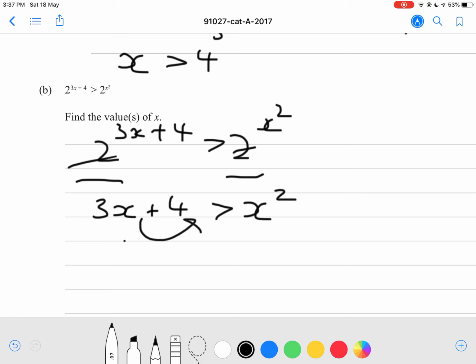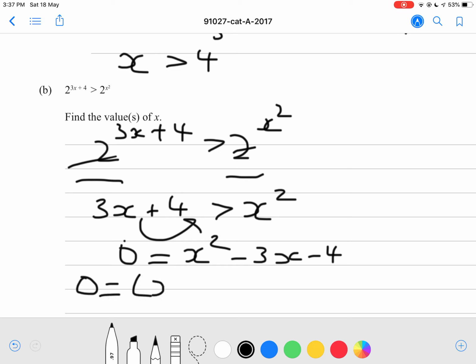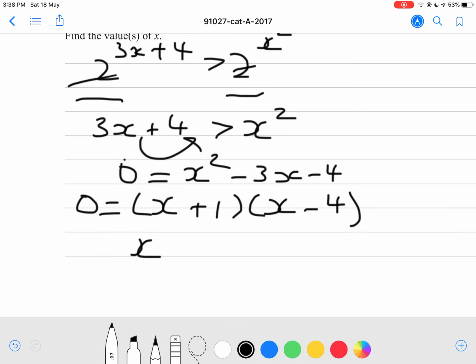So basically, we move this to the other side, so we can say 0 is equal to x squared minus 3x minus 4. So therefore, we can say 0 equals, we're going to factorize this, so we can say x and x. So we can say negative 4 and positive 1. So therefore, x is equal to negative 1 or 4.